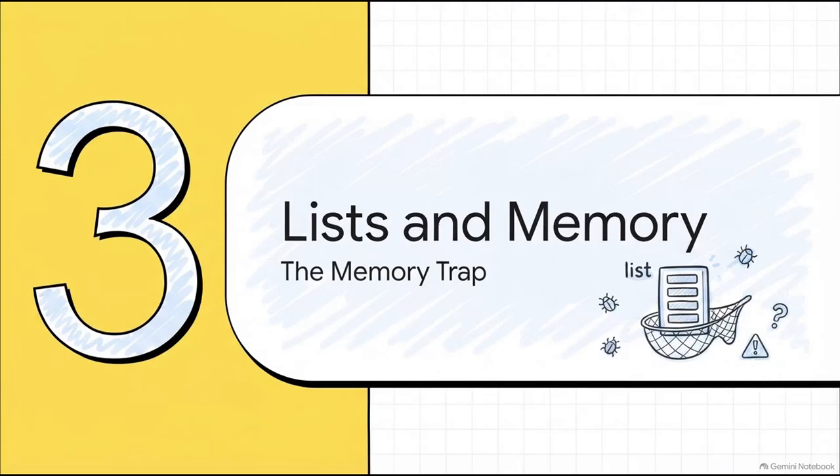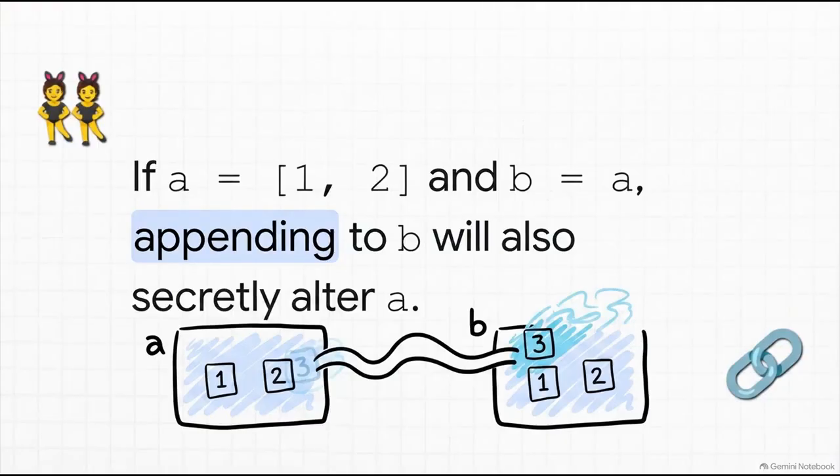That brings us right to Section 3, Lists and Memory. This is a space where what you type isn't always what the computer actually stores. In Python, variables are really just name tags attached to objects in memory. When you assign an existing list to a new variable, say b equals a, you aren't actually creating a second list. No, you are just writing out a second name tag and sticking it onto the exact same list. This means mutations to one variable, like appending a new number to b, will silently affect a as well, simply because they are the exact same object.